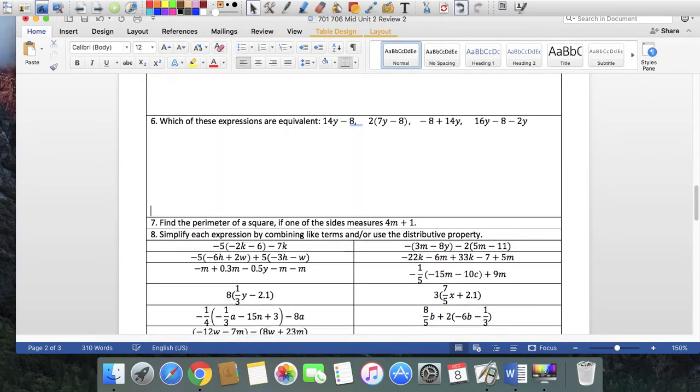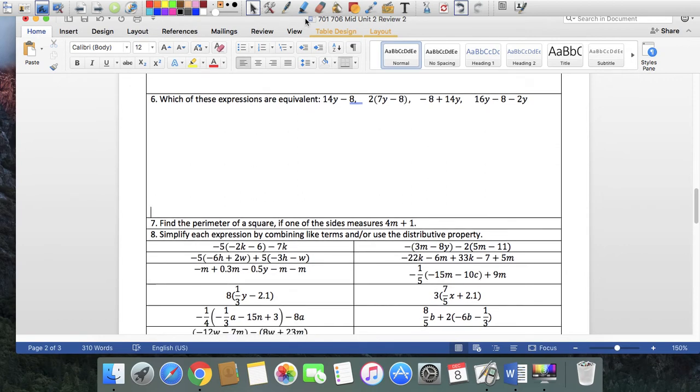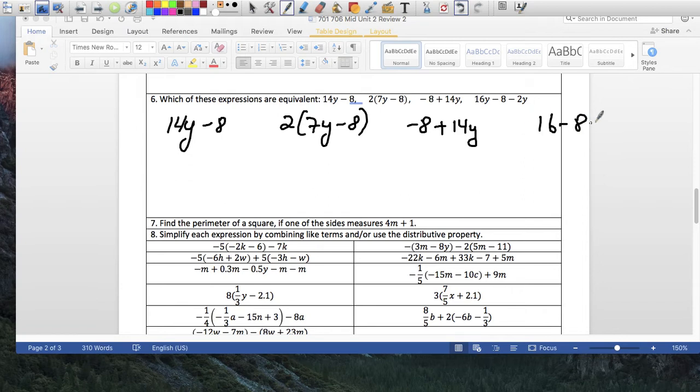Number 5. Determine if the expressions are equivalent. So we have 4 different expressions. I'm going to rewrite them all. 14y minus 8, 2 times (7y minus 8), negative 8 plus 14y, and the last one, 16 minus 8 minus 2y.